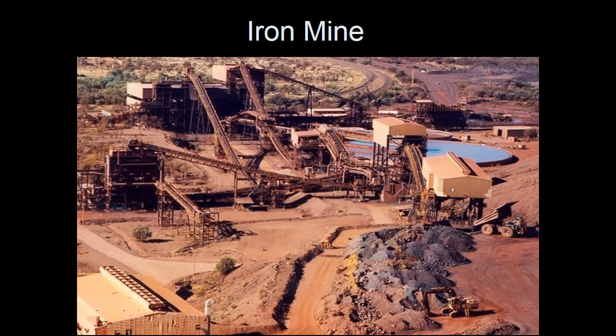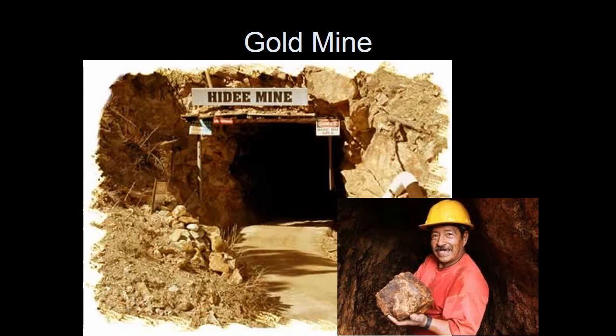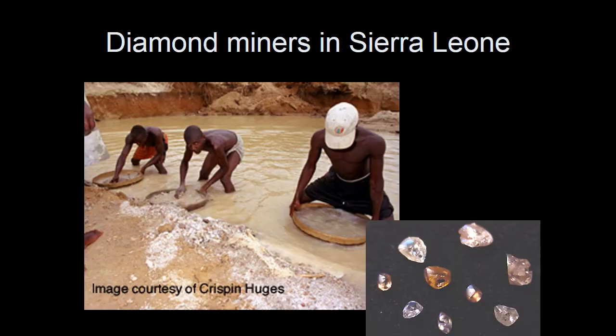So this would be an example of where we would get some of those ores from. This is an iron mine right here where we would dig up iron to use for different types of metal objects and things like that. Here you have a gold mine and a gold miner there. This is a diamond mine in Sierra Leone. This is where a lot of diamonds come from.